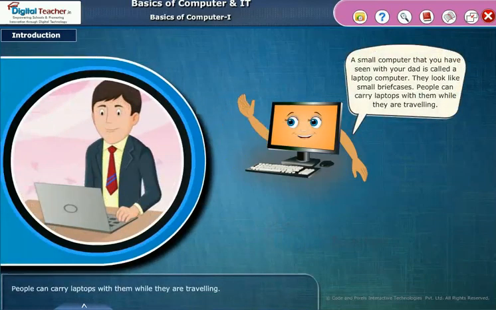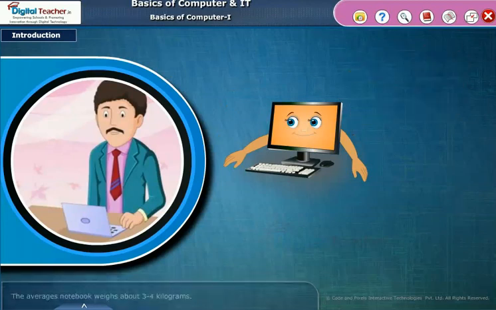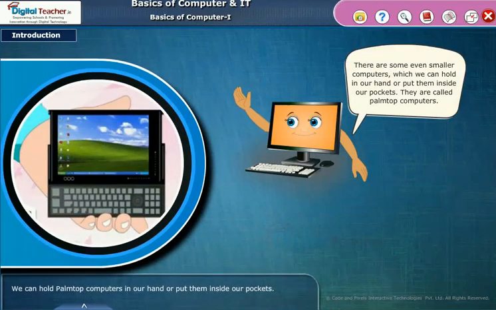A small computer that you have seen with your dad is called a laptop computer. They look like small briefcases. People can carry laptops with them while they are traveling. Nowadays, the latest improved models of laptops are called notebooks. They are lighter in weight when compared to laptops. The average notebook weighs about 3 to 4 kilograms. There are some even smaller computers which we can hold in our hand or put inside our pockets. They are called palm-top computers.